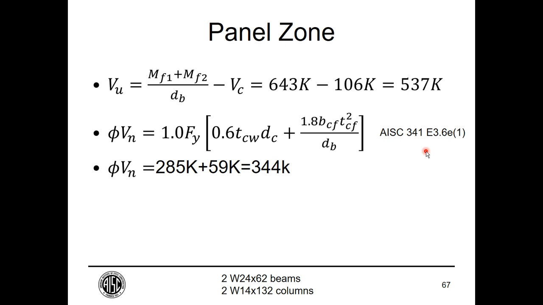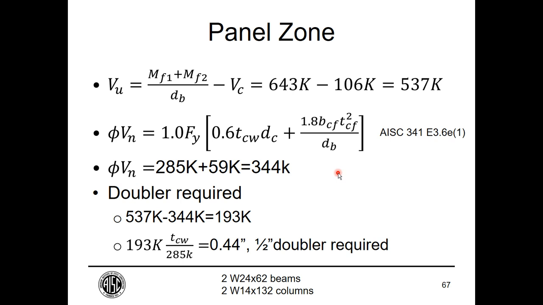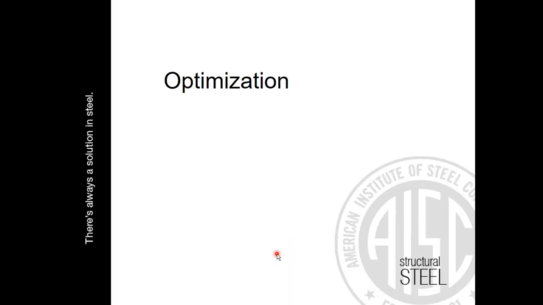and that gives us 285 kips from the web of the column, plus 59 kips from bending of the flanges. And we find that a doubler plate is required, and if we solve for that doubler plate, it's about a ½ doubler plate required. Now I will talk about optimization.